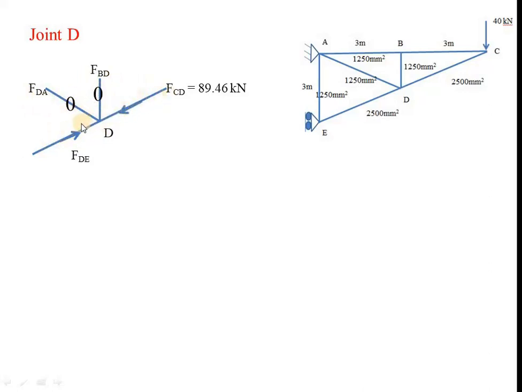See, this is towards left, so this must be opposite to that. So directly write here FDA will be 0. Then FDE equals, these should be equal and opposite, that is 89.46 kilonewton. And as it is towards the joint, it is a compression. So now we will be left with only one member, AB.